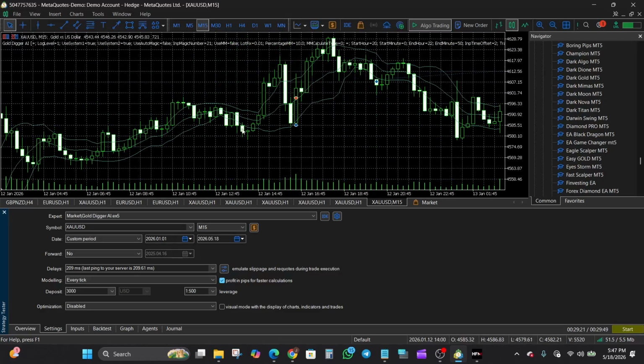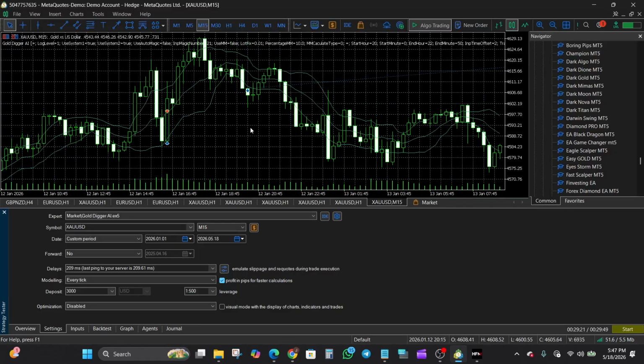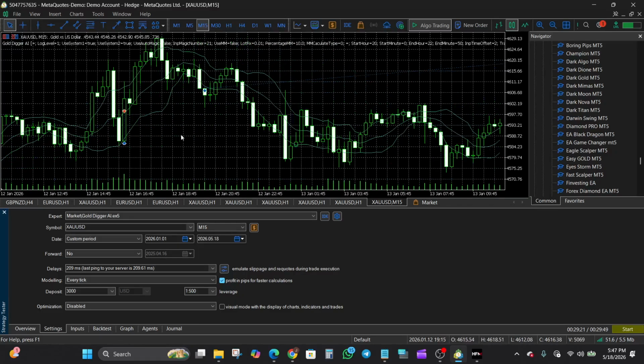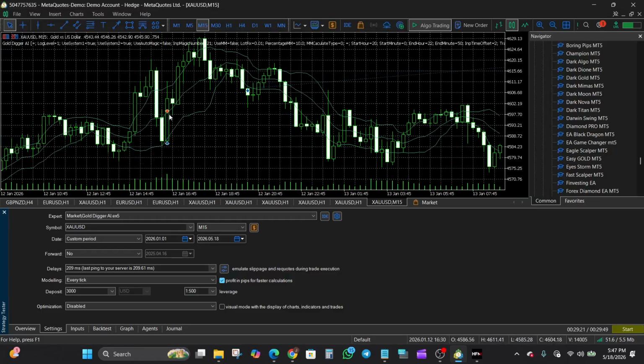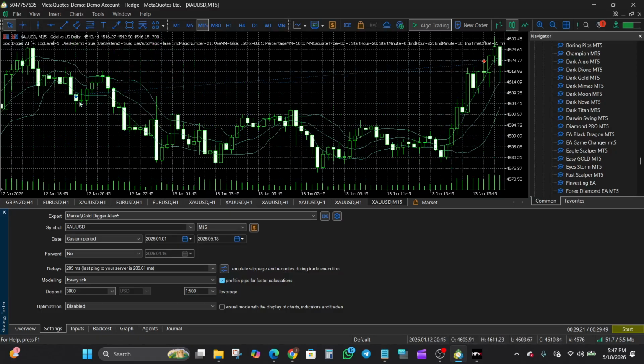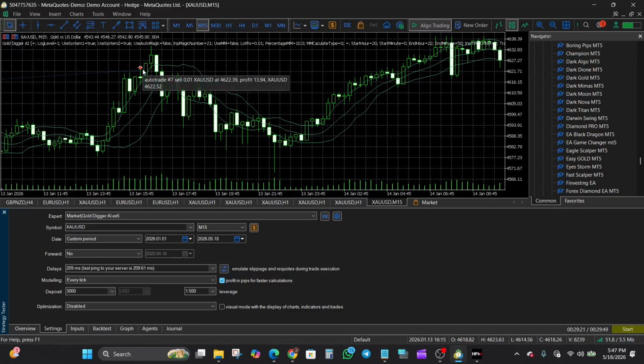We can see that this EA is out to capture short-term price activity. We can see here the trade was executed here and closed within the same 15-minute candle. All right, in this case, the buy trade was executed here and closed at this point.